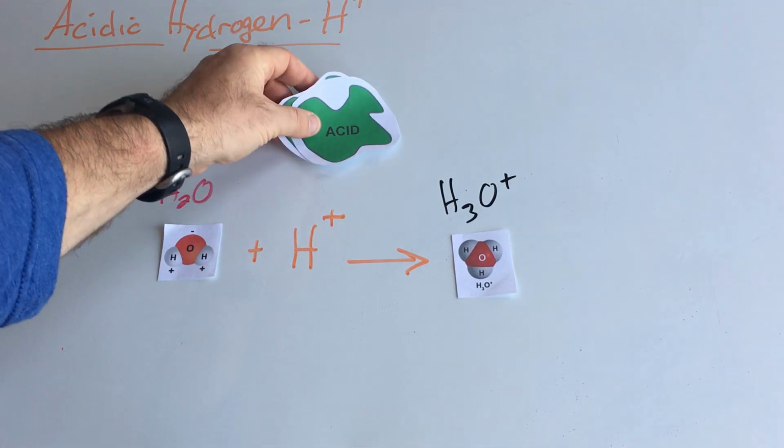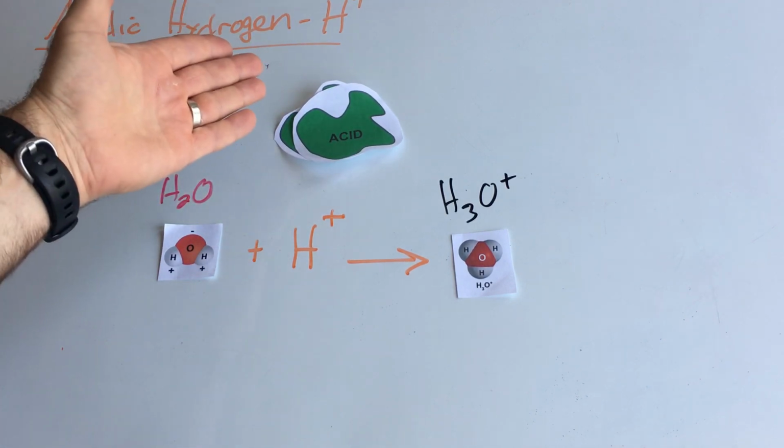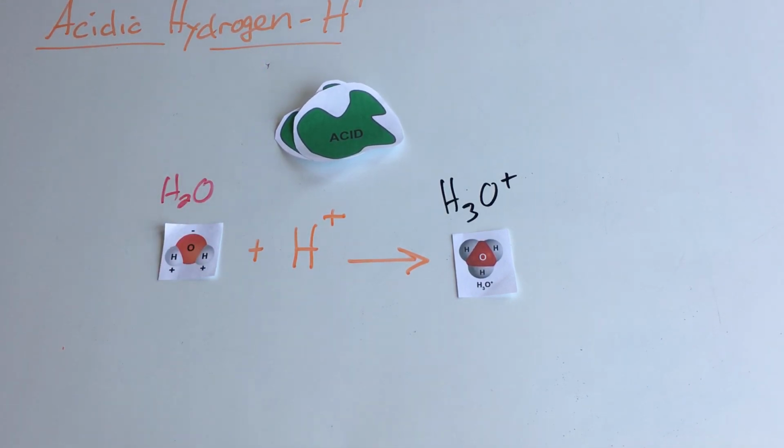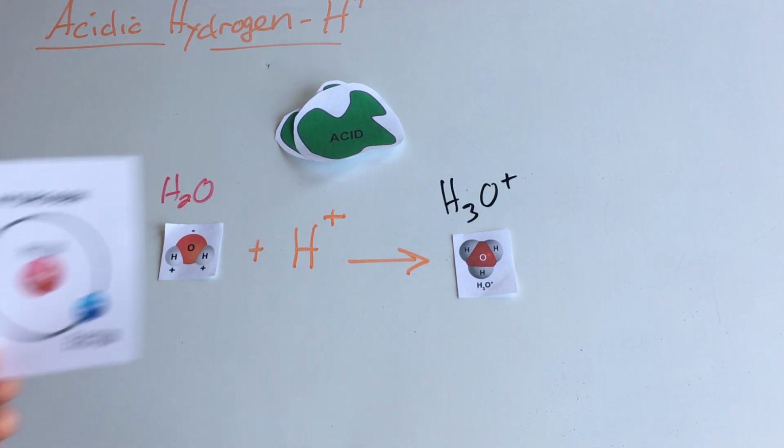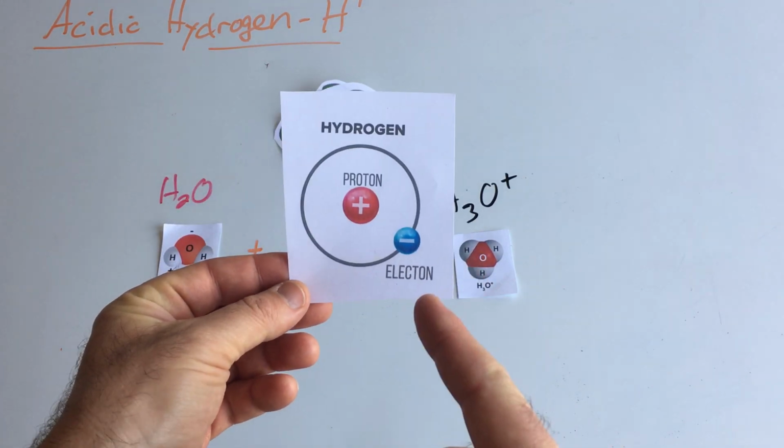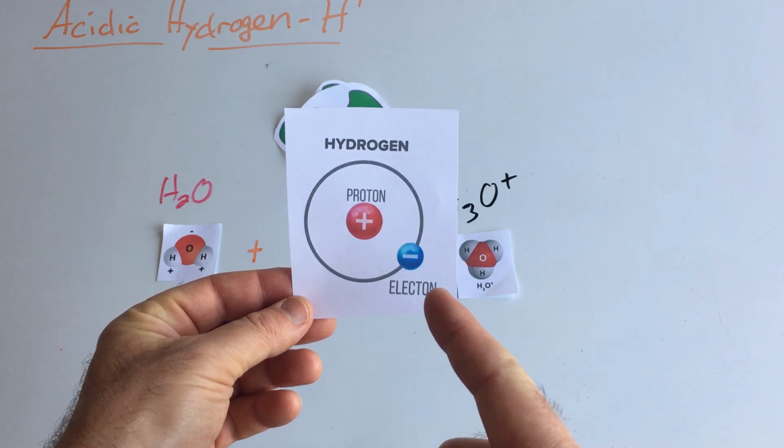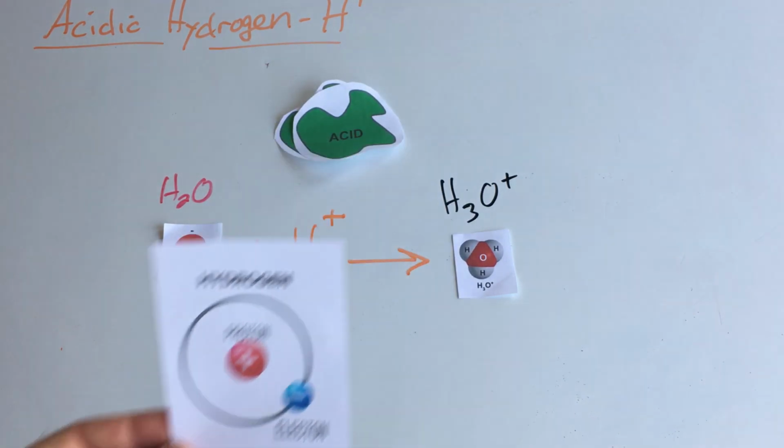But you'll see in part 2, we're going to drill down on this a little bit more. We're going to talk about what is a positively charged hydrogen ion, what is an acidic hydrogen, looking at a hydrogen. So that'll be part 2.